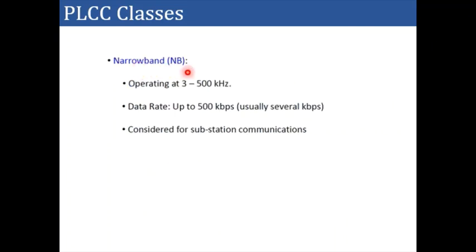Next is narrowband. It operates between 3 to 500 kilohertz. Data reporting rate is up to 500 kbps. This kind of communication is used for communication between substations.